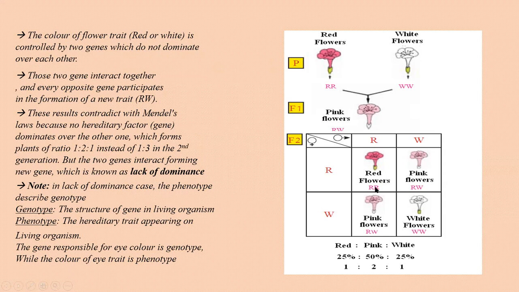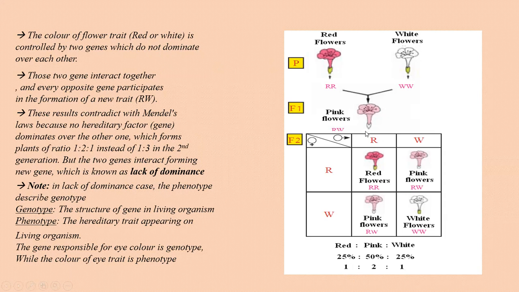How many red appeared? 1. How many pink appeared? 2. How many white appeared? Another 1. So my genotype is RR, 2 RW, and WW. Okay, these are the genotypes, while the phenotype is red 1, pink 2, white 1. Okay, so this is called lack of dominancy. There is no one of them dominating over the other.